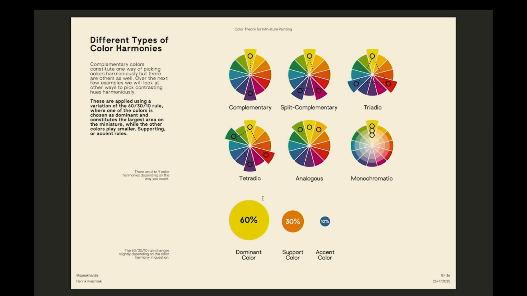You need something called the 60-30-10 rule. In essence, you shouldn't have the same amount of each color on your model, because that will not look harmonious. You need to instead have a dominant color, a supporting color, and perhaps an accent color. Now, the 60-30-10 rule is very widely used in advertising and other graphic mediums, so we'll go over that next in terms of these different harmony types as it changes per the harmony type.